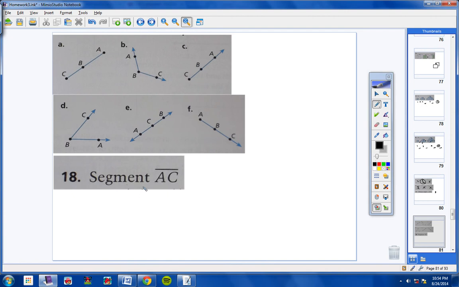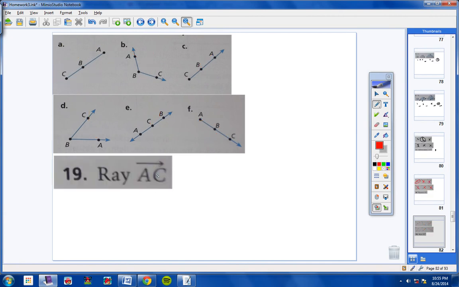All right, number 18, segment AC. Well, this is not a segment. This is a ray. It has an endpoint and an arrow. This is a line, not a segment. And this is a ray. So there's only one segment up here, and this is definitely segment AC.